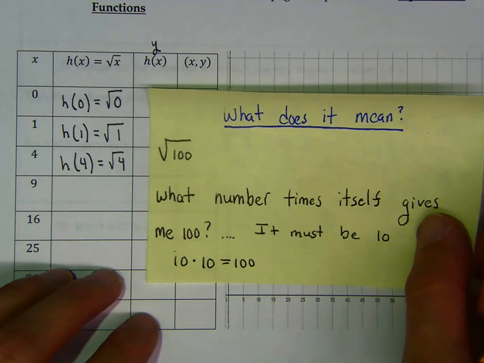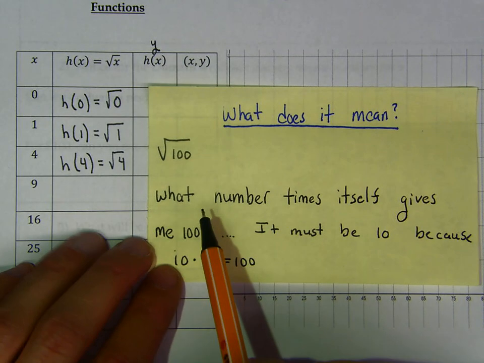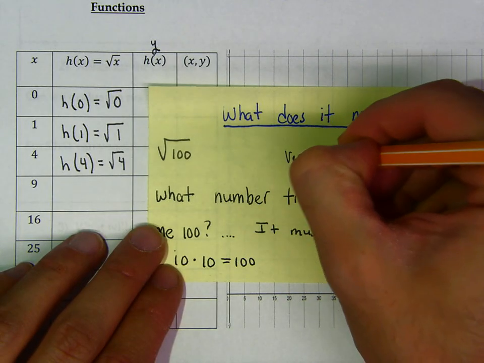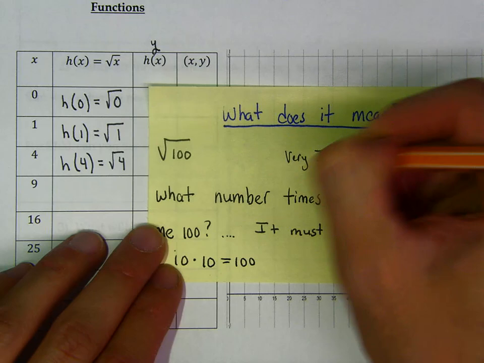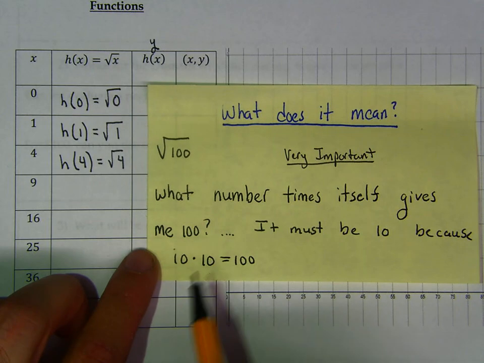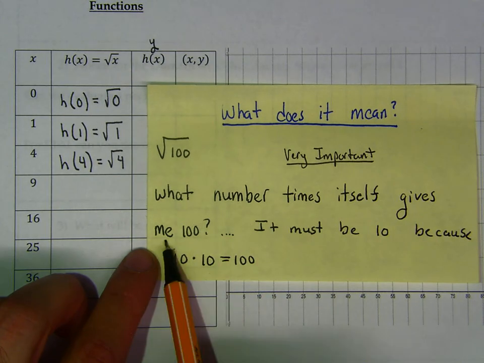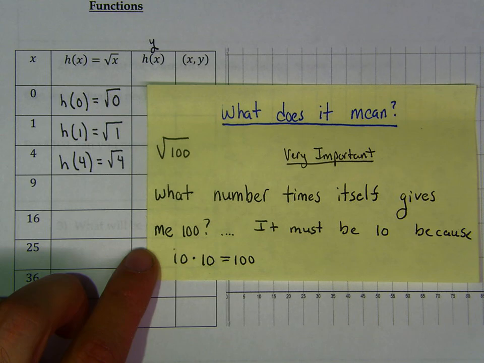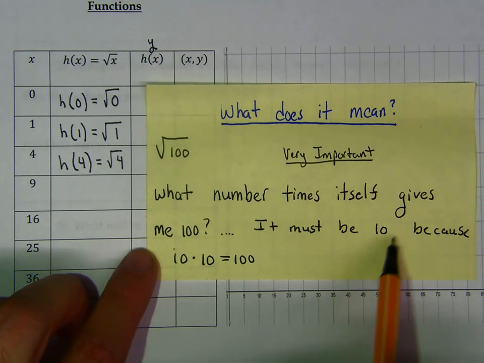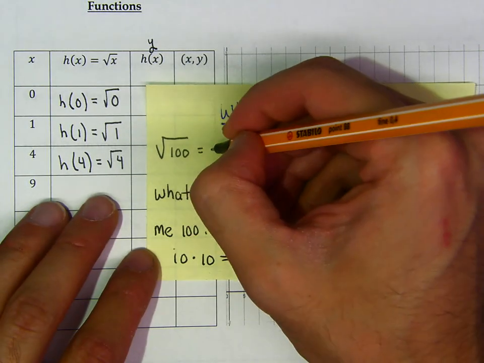So let's say, for example, I said, what's the square root of 100? What you have to say every time in your mind, this is very important, okay? Please understand this and keep it for the rest of your life. What does it mean when you say what's the square root of 100? What number times itself gives me 100? It has to be 10 because 10 times 10 is 100. So the square root of 100 is 10.